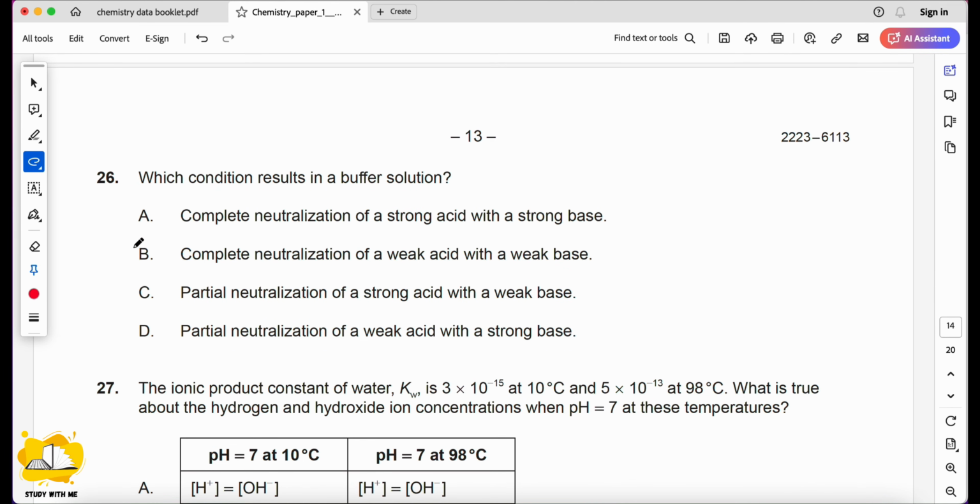Which condition results in a buffer solution? When making a buffer solution, it always contains an acid and a base, and there are two types of buffer. Acid buffer contains weak acid, and alkali buffer should contain weak base. So if it's weak acid and strong base, this will produce an acid buffer, because of partial neutralization. It means it's a weak acid, and these are the pair to make an acid buffer.